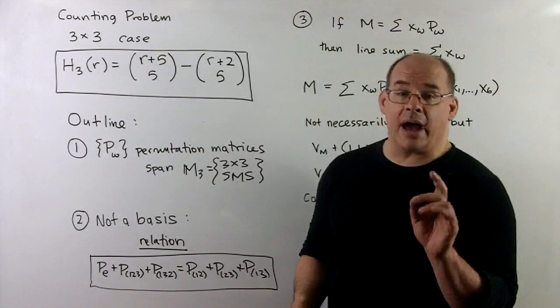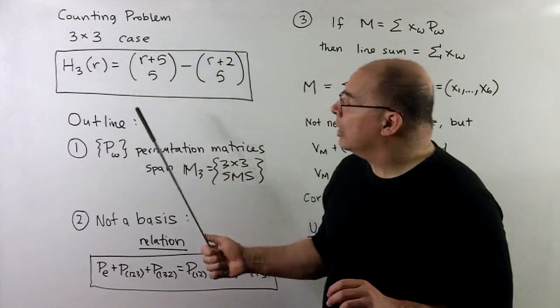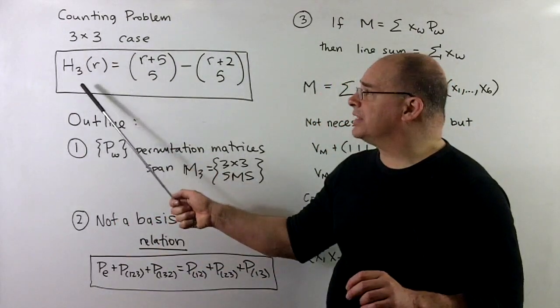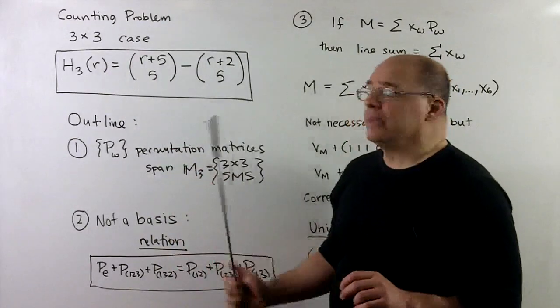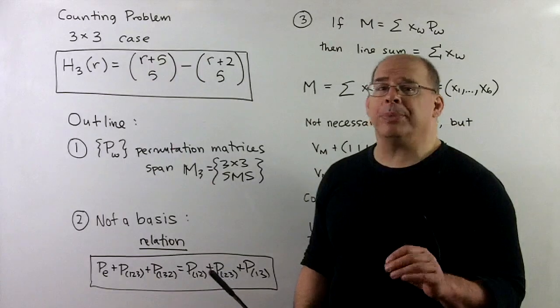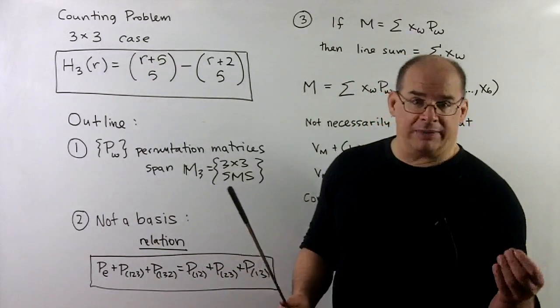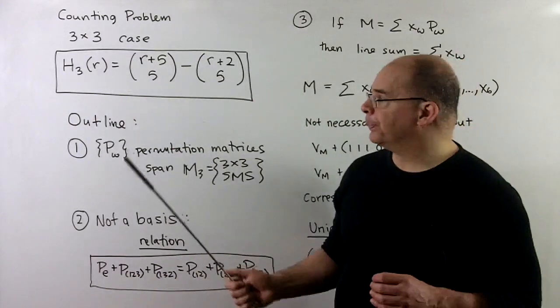Now let's consider the counting problem for the 3x3 case. The formula I want to use, okay, so here we're counting 3x3 semi-magic squares with line sum r. This formula, it's not McMahon's original formula. There are a few variations. They all lead to the same generating function. And then this one's good for a quick talk.